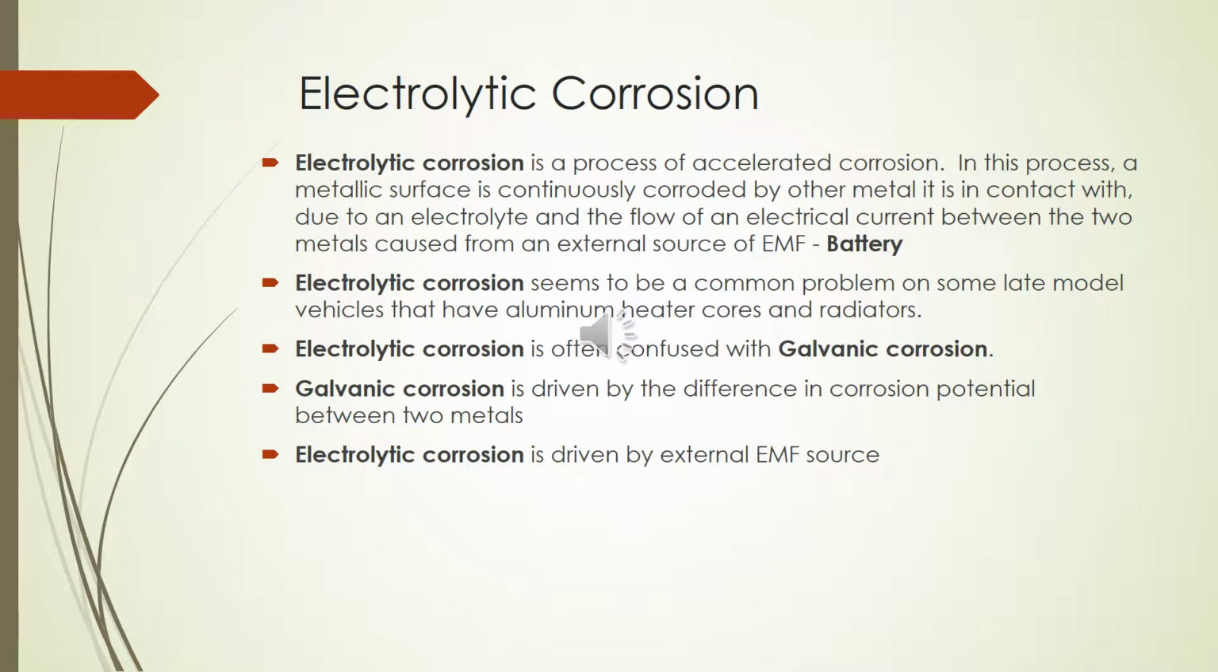Now, to be more precise, I'm going to define what exactly is electrolytic corrosion. It is a process of accelerated corrosion. In this process, a metallic surface is continuously corroded by another metal it is in contact with, due to an electrolyte and the flow of electrical current between the two metals caused from an external source. In this case, the external source is the battery.